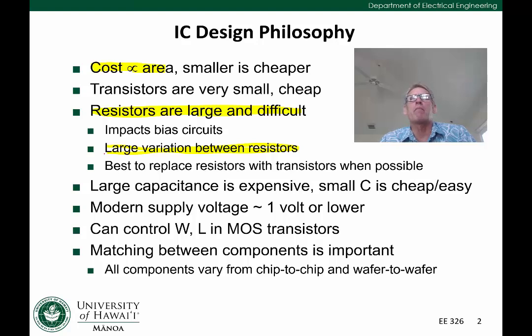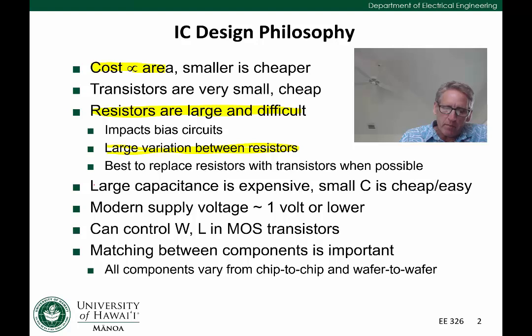Resistors have a big impact on bias circuits, as we'll talk about later in this lecture when we talk about the current mirrors. And whenever possible, it's best that we try to replace resistors with transistors, because resistors take up a lot of space. Later in this class, when we move on to compensation, I'll show you an example of doing just that.